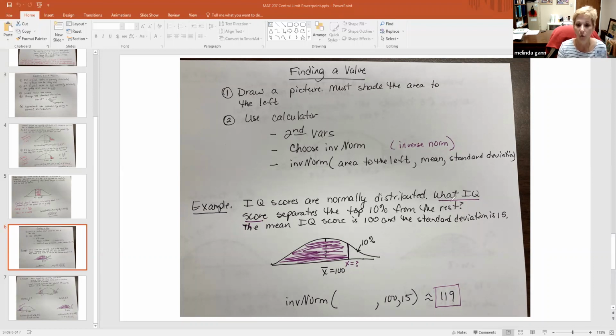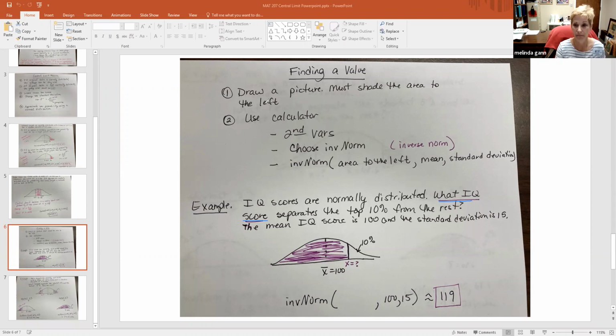It says, what IQ score? See, that's a value. Is it an IQ of 100 and 140? What IQ is it? So when they want a value, again, the first step is you draw a picture. But this time, to work the problem, you have to shade the area to the left of the value you're looking for.